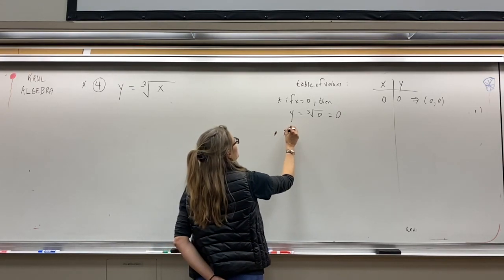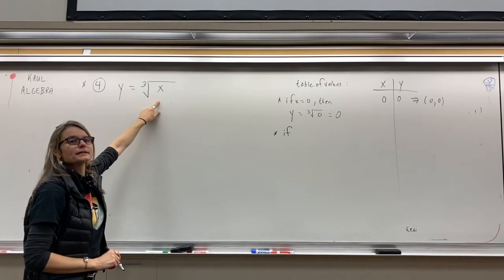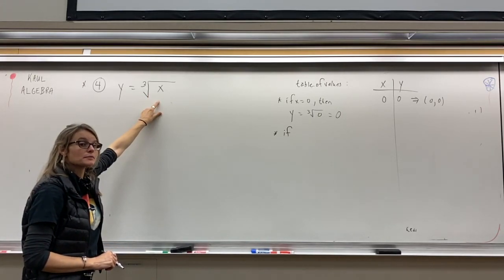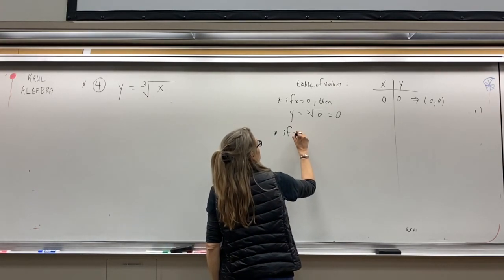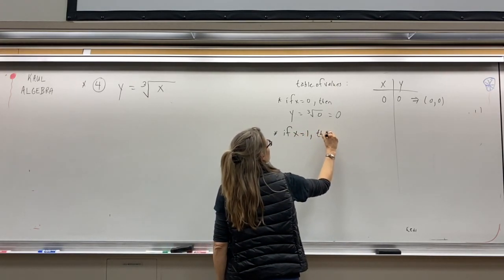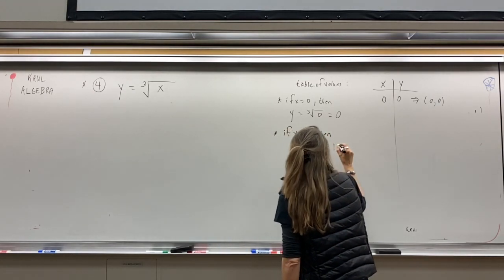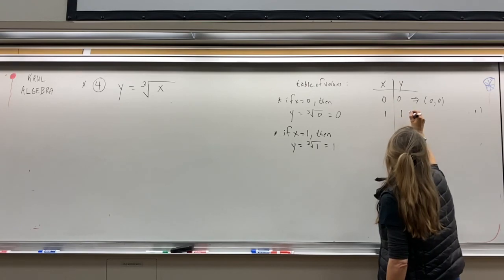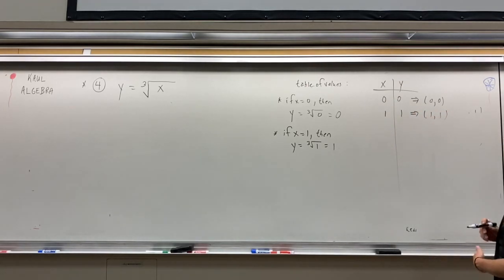Now, let me see, what roots do I want to use? I could use 1, because the cube root of 1 is 1, since 1 times 1 times 1, 3 times, gives you 1. If x equals 1, then y equals the cube root of 1, which equals 1. So (1, 1).